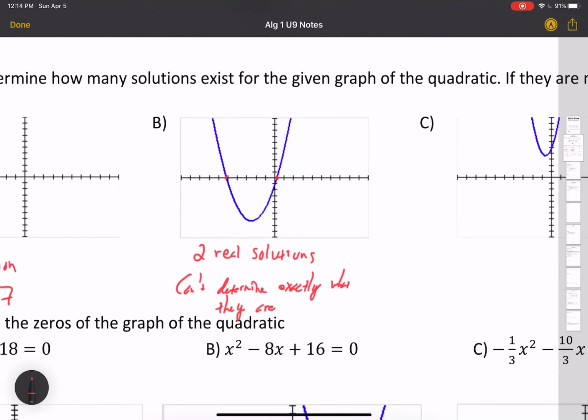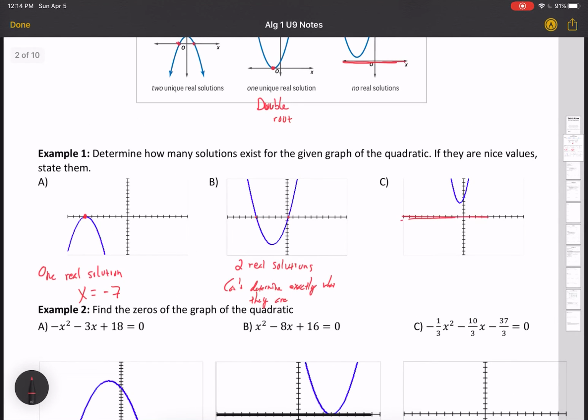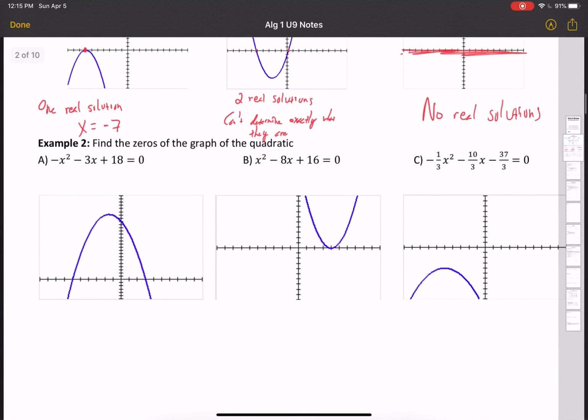All right, and then for C, I'll zoom back out. You'll notice in C, it never crosses the x-axis. So there are no real solutions here. Okay, so there are no real solutions. So if I look then at the next one, example 2, these are going to act as your you try now problems. I'm going to have a quiz in Schoology for you to do your work on these, just to find the zeros. What does x equal? Okay, you'll notice x equals a nice number if there are solutions, so you'll be able to type those into Schoology. So that's kind of our intro into this unit.